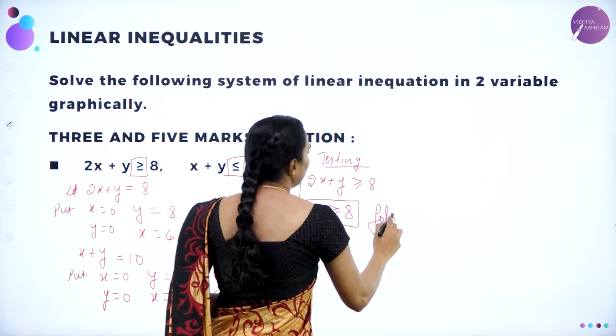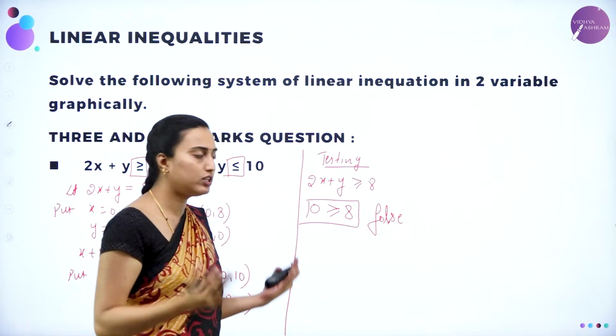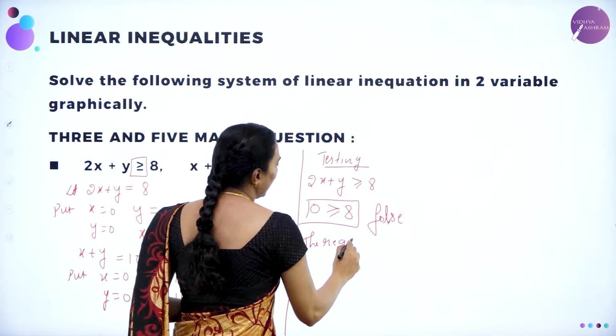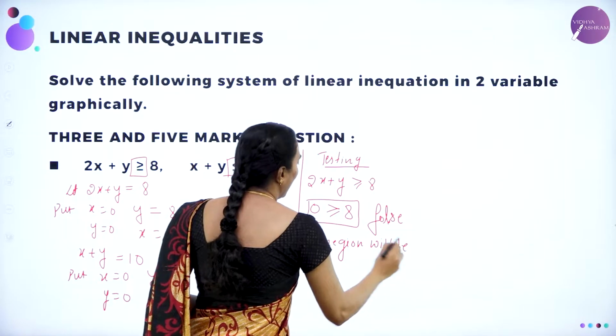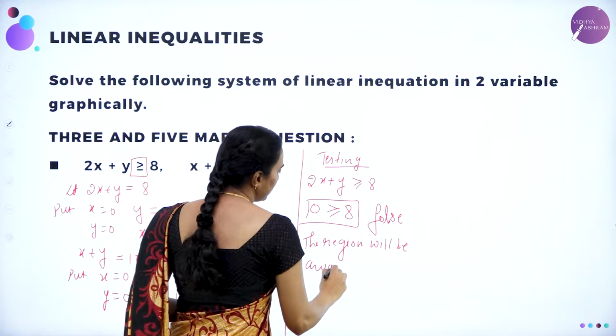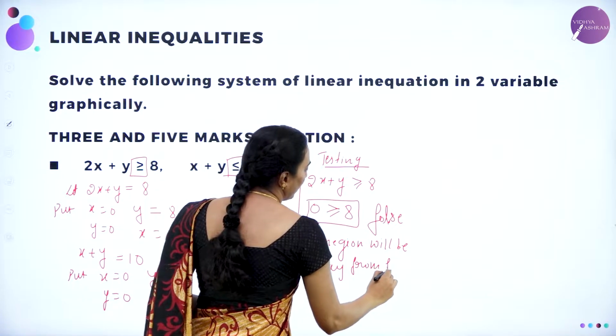If any one of them is true, then it is true. Here both are false, so it is a false condition. The region of this line will be away from the origin. False means away, true means towards. So, away from the origin.